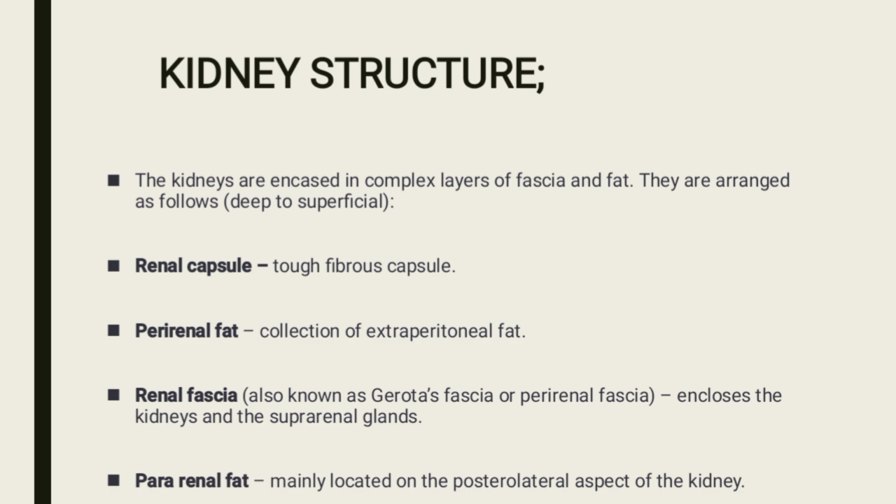As for the relations, the anterior surface is in close contact with different organs depending on the side. For example, the right kidney relates to the liver, duodenum, and colon, while the left kidney touches the stomach, spleen, pancreas, and jejunum. Posteriorly, both kidneys relate to the diaphragm, psoas major muscle, and quadratus lumborum muscles.